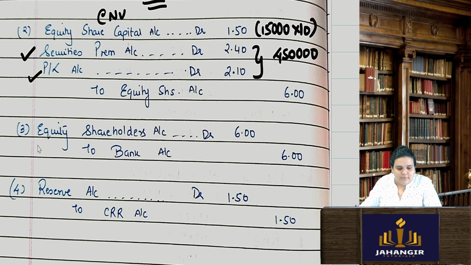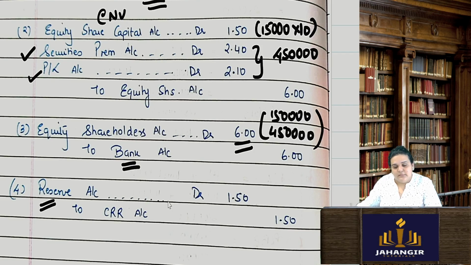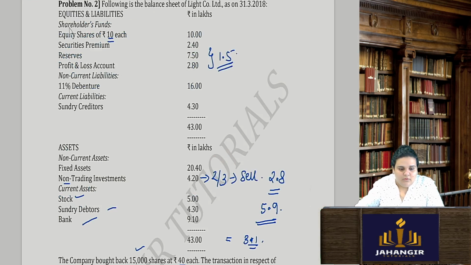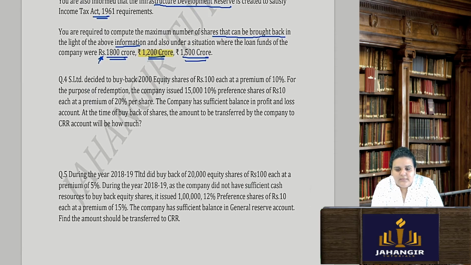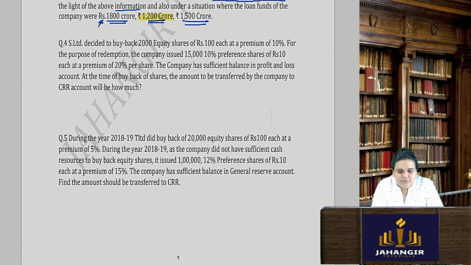Equity shareholders account debit to bank: payment of 6 lakhs. How? 1,50,000 on nominal plus 4,50,000 on premium. Then DP transferred to CRR. I am using reserves account. Reserves account debit to CRR. Question number 2 is done. Any doubt so far? No. Okay. Question number 3 I have already solved.